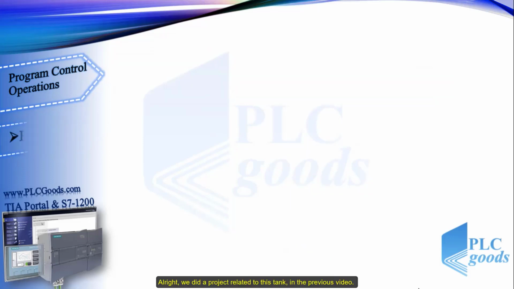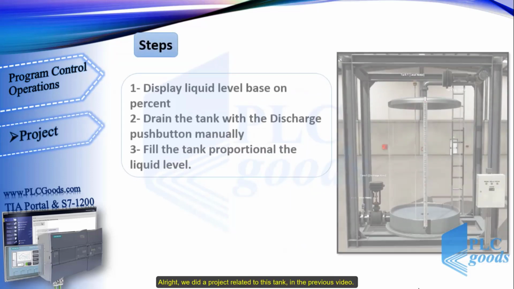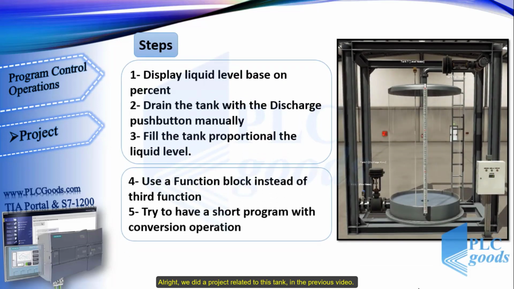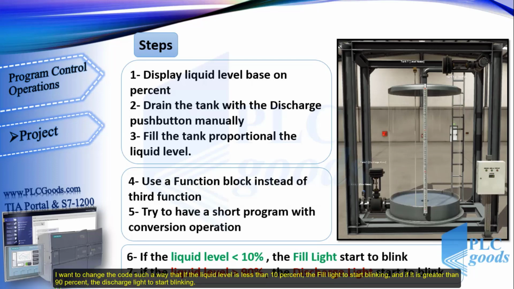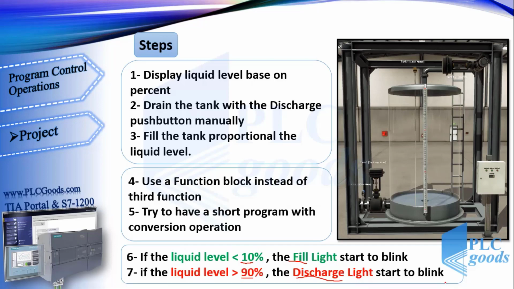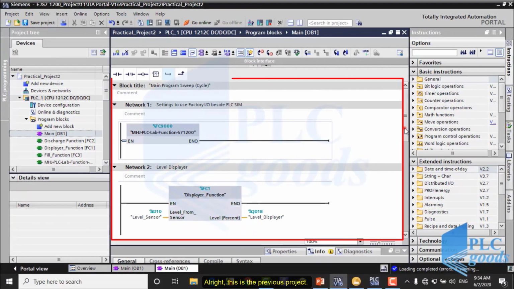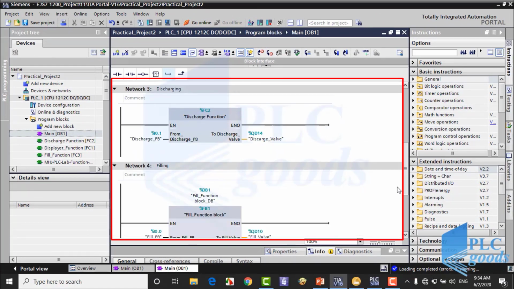Alright, we did a project related to this tank in the previous video. In this project, we are going to improve it further. I want to change the code in such a way that if the liquid level is less than 10%, the fill light starts blinking. And if it is greater than 90%, the discharge light starts blinking. Alright, this is the previous project.